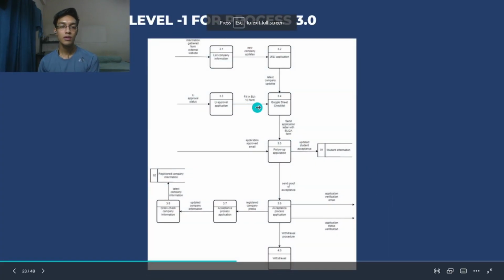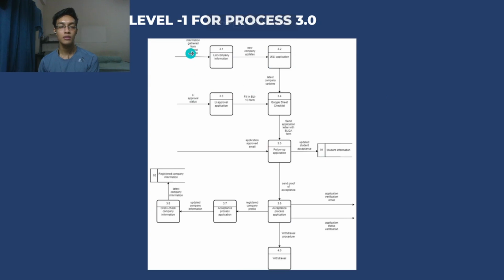So for the child diagram level 1 for process 3.0, as you can see, there are three main data that are entering process 3.0. The first is students' information gathered from external website. The second one is LI approval status, and the last one is application approved email. And after students' information has been gathered, the company will update. And after receiving LI approval status, the students will then fill in the BLI 1C form, and then they may update the Google Sheet checklist.